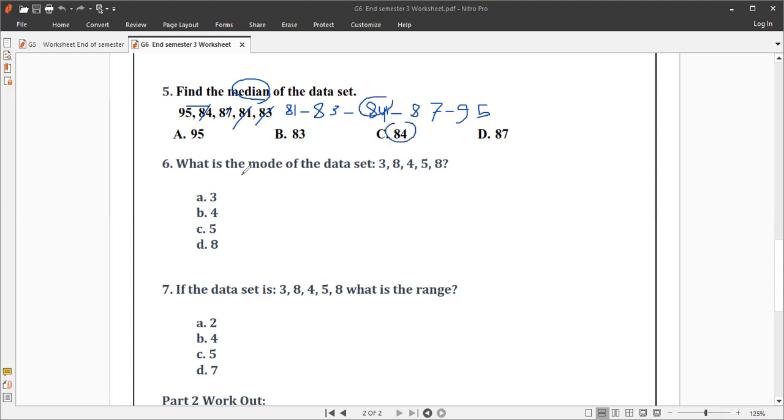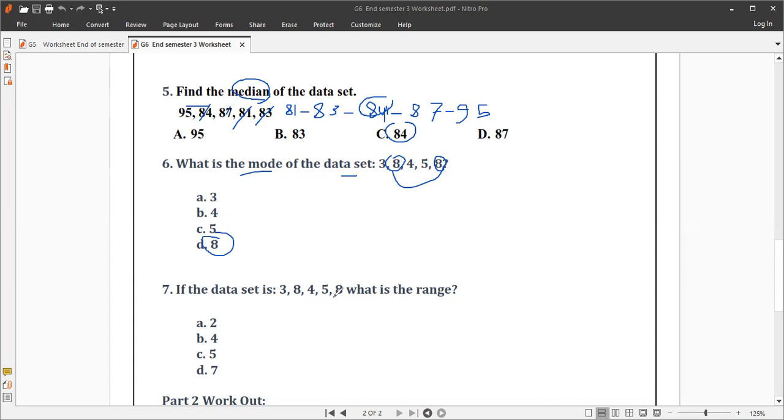Now, what's the mode of the data set? As you know, the mode is the number that occurs most often, or the most repeated number. The number which repeats the most often. So as you can see, 8 is repeated twice. Only 8 is repeated twice. So the mode is 8.